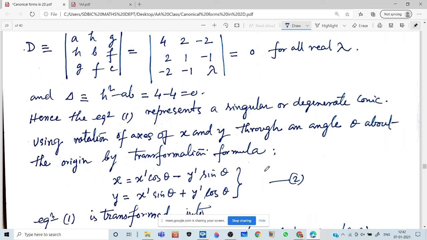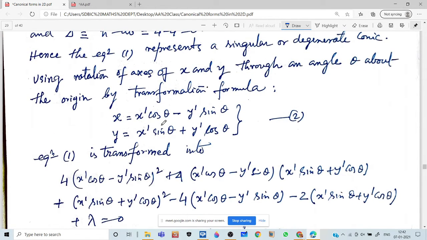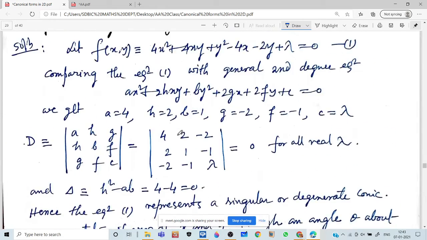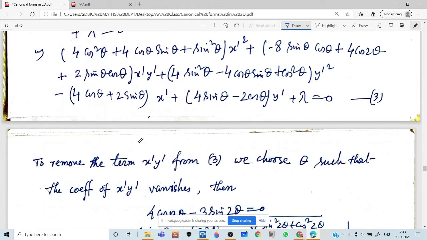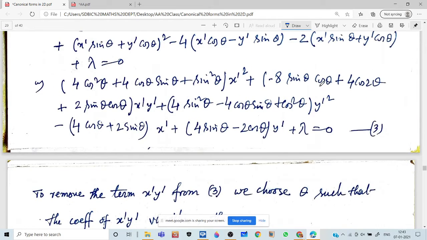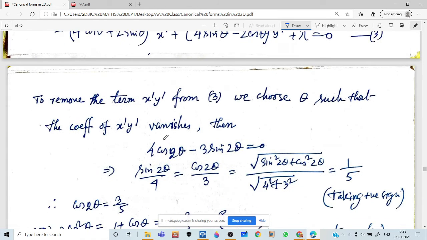So apply the rotation first. Applying the rotation first, the given equation becomes this. Collect the terms x dash square, y dash square, x dash y dash, and constant. To remove the term x dash y dash, the coefficient of x dash y dash must be 0.